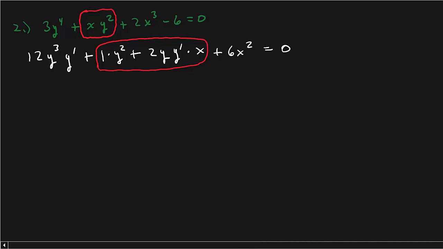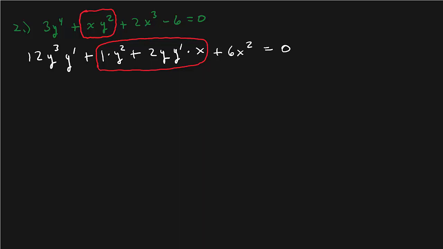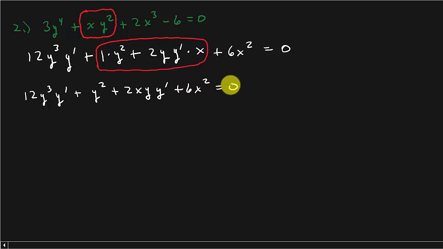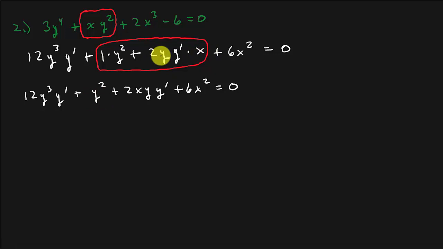All right, so now we have to solve for y prime. This next step is not necessary, but since you're just now learning how to do this, I would go ahead and do it. That's 12y cubed y prime plus y squared plus 2xy y prime plus 6x squared equals 0. All I did is, 1 times that is just y squared, and then I put the x first. You don't have to do that. I just like to put the x's and then the y's and then the y prime.